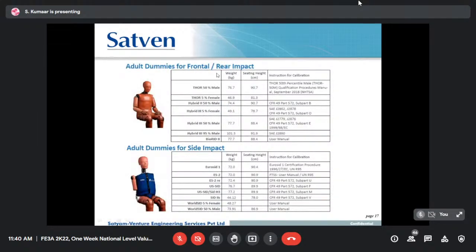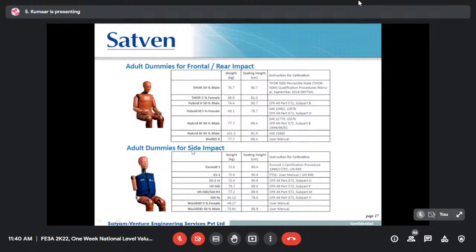These are the dummy families that are available in the market right now and used for simulations. And right now, as I said earlier, we are mostly using the hybrid 3 5% dummy. The weight of this dummy is 49.1 kg. The 50% is 77, and the 95% is around 101. The advanced version of the hybrid 3 dummy is the THOR 50%. This is 76.7 kg, so compared to the other one, the THOR dummy is 1 kg lighter.